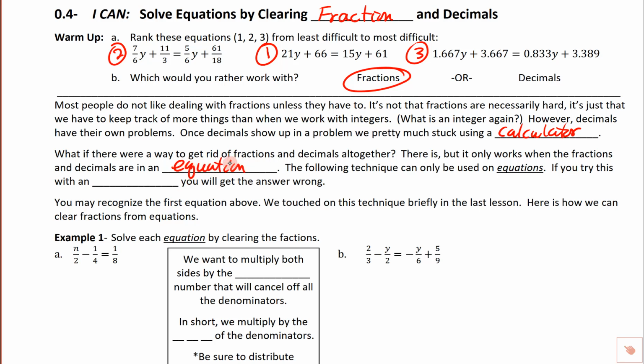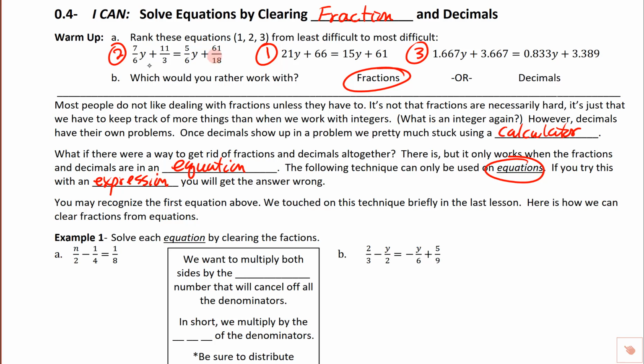Okay? Now, I'm going to circle this again. This technique that we're going to talk about only works when you're dealing with an equation. If you try and do this with an expression, remember the difference between an equation and an expression? An equation has an equal sign in it. An expression doesn't. So if you try and clear fractions from just a plain old expression, you're going to get the answer wrong. So please make sure you're careful.